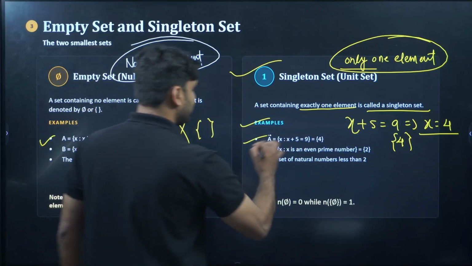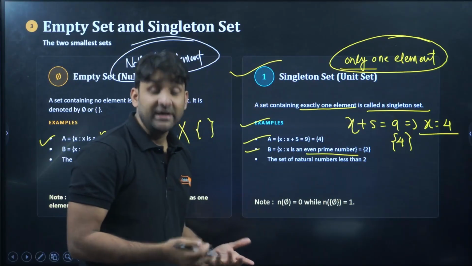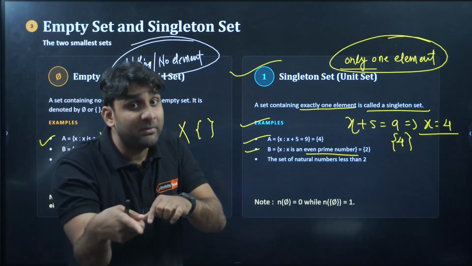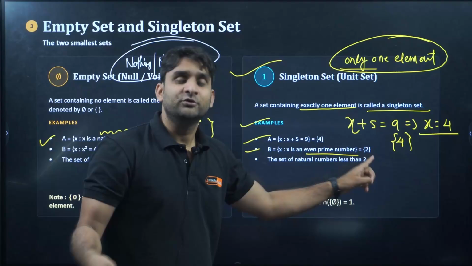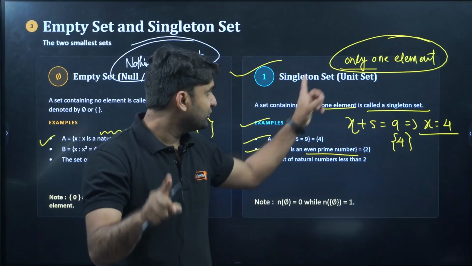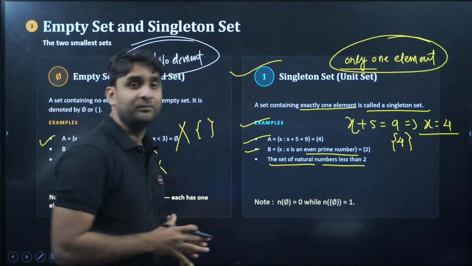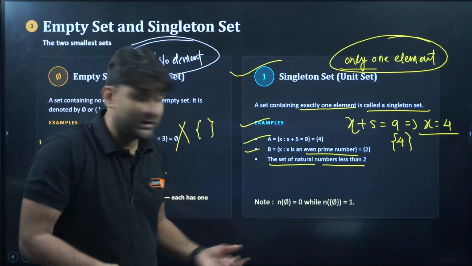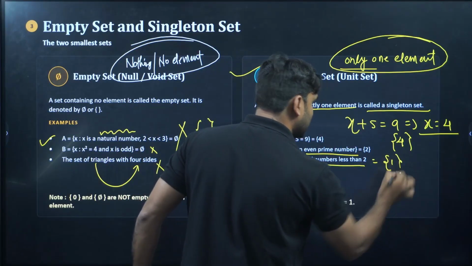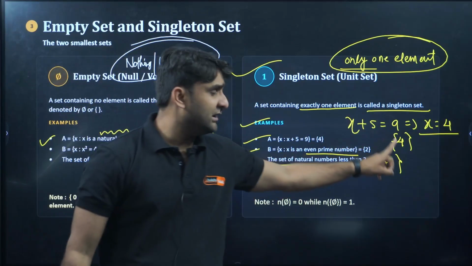For example, X such that X is an even prime number. Obviously, a number can be even as well as prime. Even is 2 and 2 is a prime number. So only 2 will come. There will be only one element for this statement. So this is a singleton set. For example, the set of natural numbers less than 2. Obviously, 1 will be there. The set of natural numbers less than 2 will be 1. So in all the statements, only one element is coming.